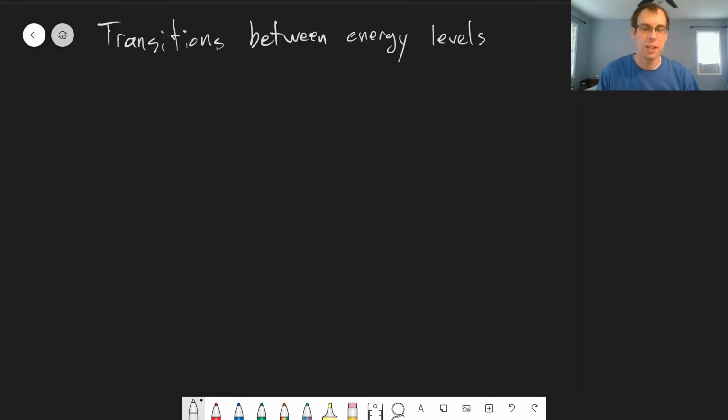Before we can talk about lasers, though, we need to understand what stimulated emission is, since that's the key principle by which lasers work. And to understand this, we need to talk about what can happen in a molecule when we're looking at transitions between energy levels.